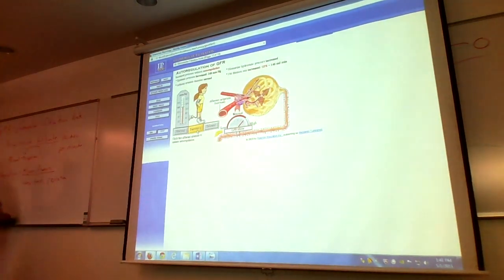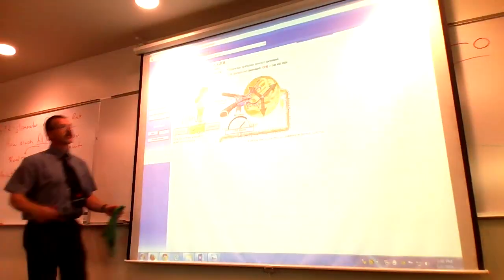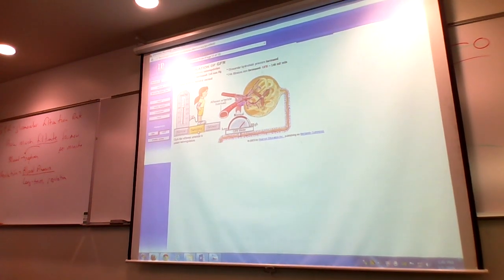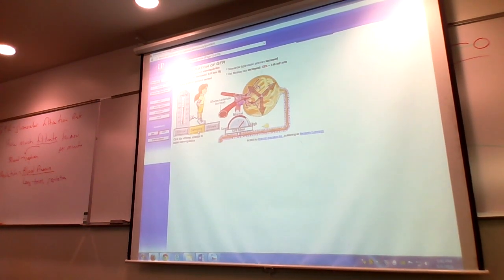That sounds like a graph waiting to happen. Wouldn't that just be a linear graph? No, actually, it'd be one of those typical graphs, right? So let's do time versus GFR. I'm going to graph GFR over time.